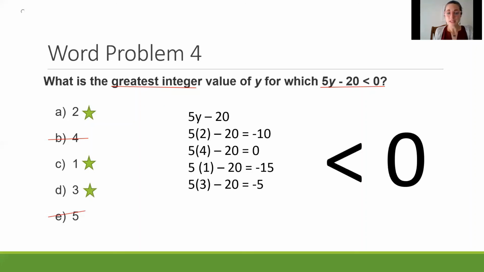And for letter D, I have the number 3, so if we did 5 times 3, that would be 15, minus 20 equals negative 5. So that is also less than 0, and now I just need to decide which one of these is the greatest integer of the 3 that would work, which means which one is the biggest number? Well, of 1, 2, and 3, 3 is the biggest number. So that's the one I would choose for the correct answer.